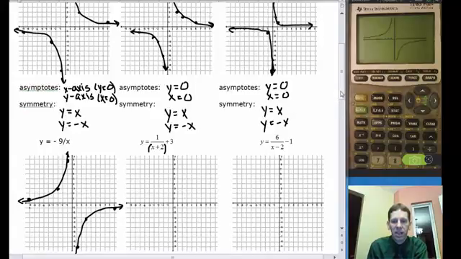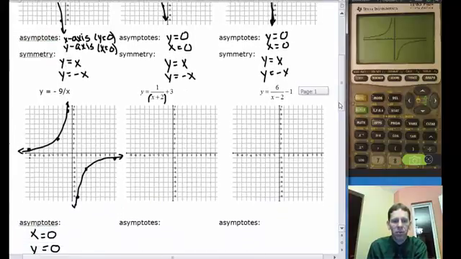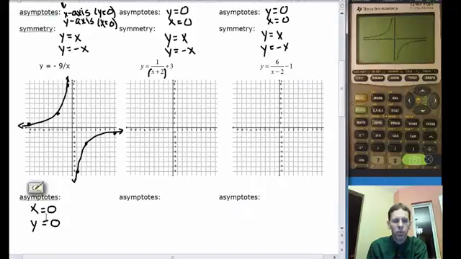This graph has the same asymptotes as our other graphs do. Asymptotes are x equals 0 and y equals 0. So we still have this vertical and horizontal line that these graphs never cross. But it is in different quadrants because of this negative sign here.